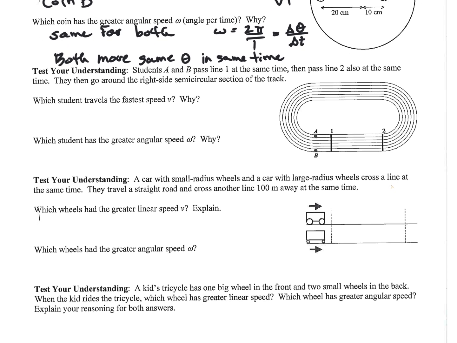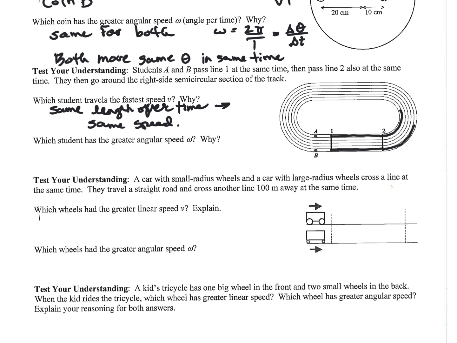Now, student A passes student B in the same track, then passes line 2 also at the same time, and then they go around the right semicircular section. Which student travels the fastest speed? Well, if they both hit this at the same time and are going at the same rate, they go the same length in the same period of time. Same length over time means the same speed.